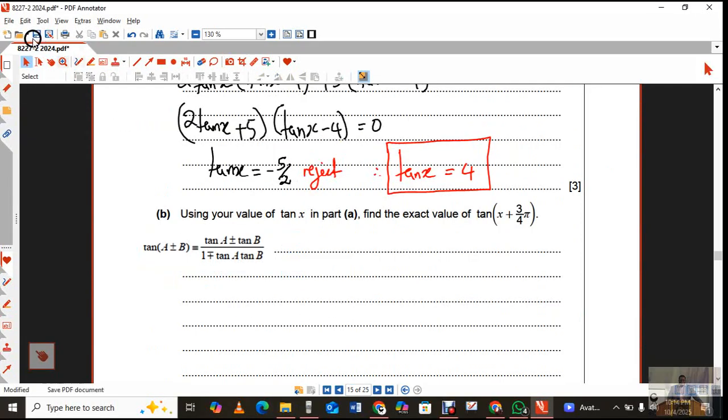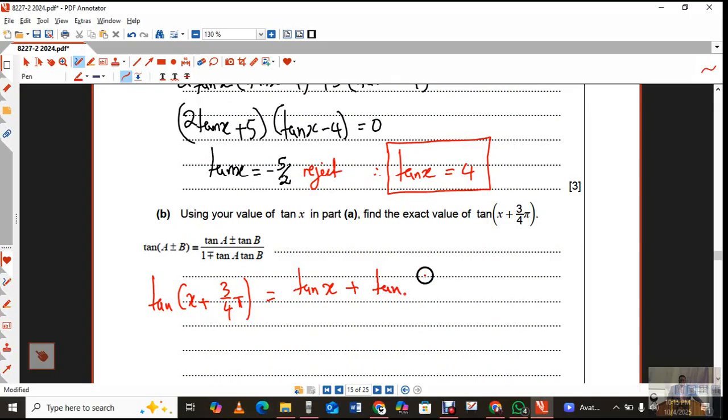But you're not going to use A and B now. Your A is x, your B is 3 over 4 pi. So let's just write it using that format first. So tan of x plus 3 over 4 pi is going to be tan x, that's a plus, so on top it's going to be plus tan of 3 over 4 pi, and all of this is over 1 minus tan x times tan of 3 over 4 pi.